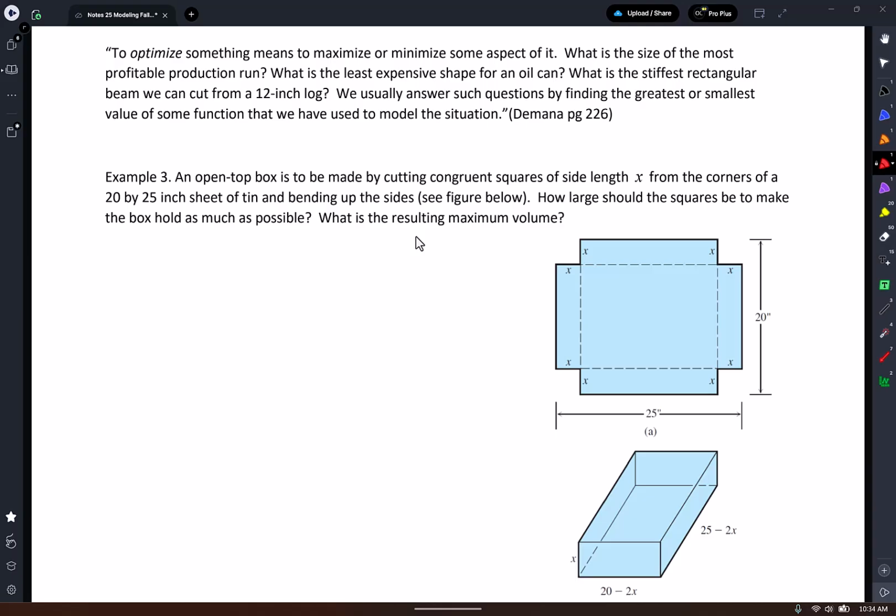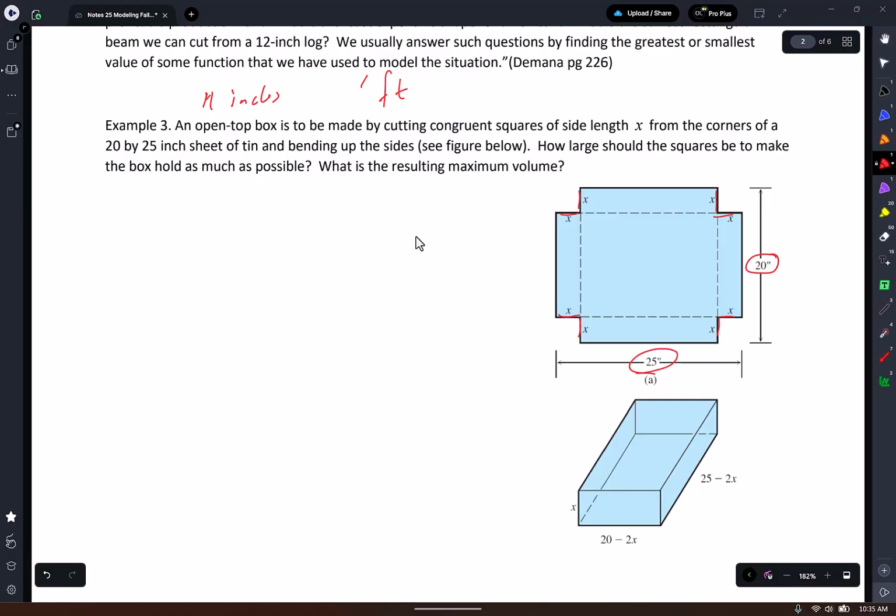So all I know is that I have 25 by 20. So here it is, 25 inches. By the way, when you see double quotes, that's inches. When you see a single quote, that's feet. So just something for you to be aware of. So 25 inches by 20 inches. There's my sheet, and they're just cutting these corners. And when you fold up these corners, you get a box.